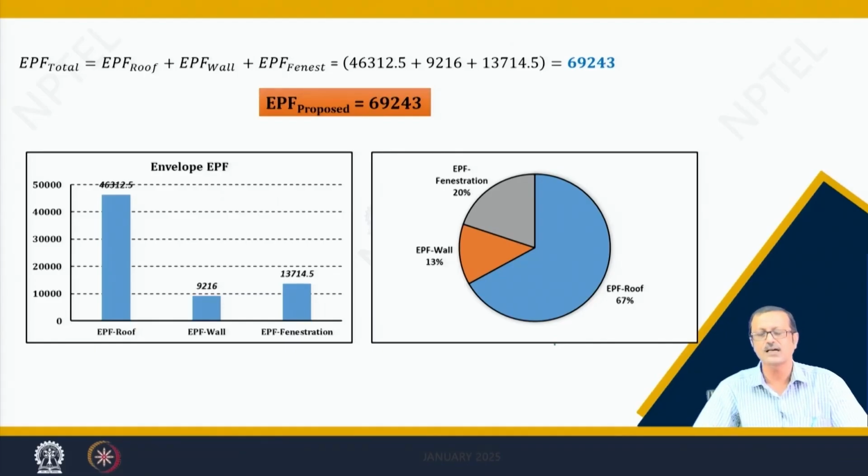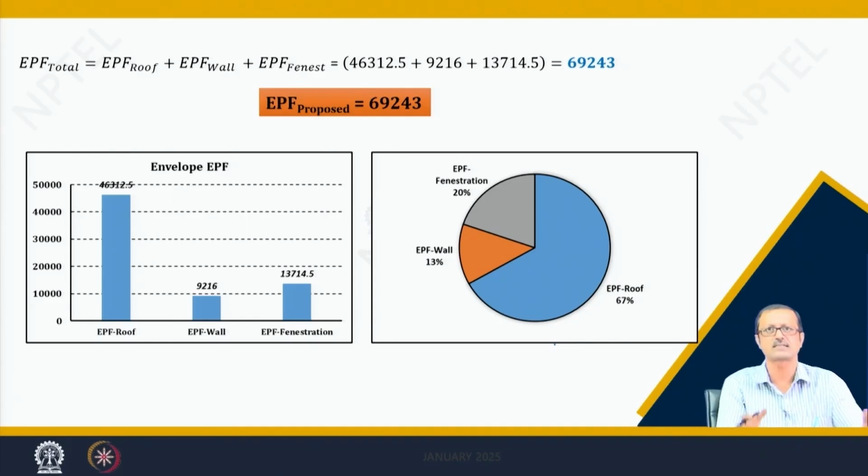So, 69,243 is my proposed EPF of my building, and these are the three. Out of that, you see the EPF of the roof is very high, 46,000 something, which is almost 67% of the total EPF value. Wall is less, 13%, which is 9,216, and EPF of the fenestration is 20% or so.